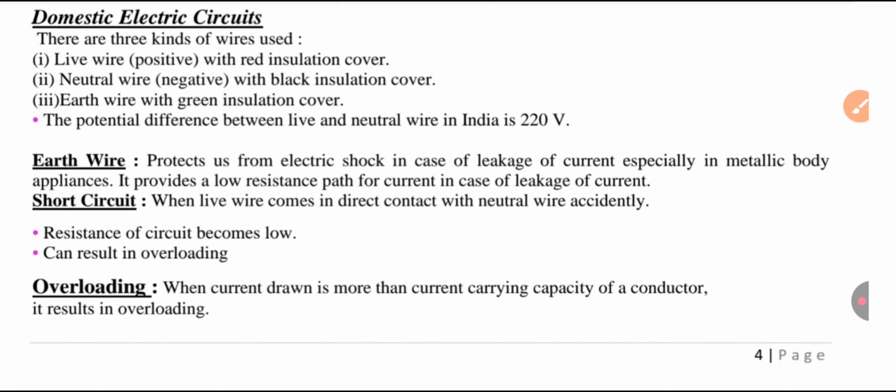Domestic electric circuits. There are 3 kinds of wires used: live wire, that is positive, with a red insulation cover; neutral wire, black insulation cover; earth wire, that is green insulation cover. The potential difference between live and neutral wire in India is 220 volt.